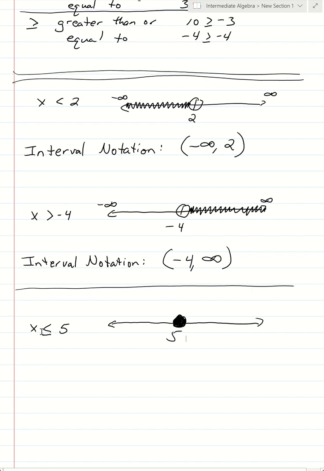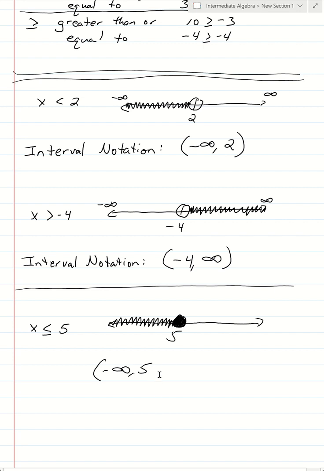Once again, x could also be less than 5, which means we would have to shade to the left of 5. The interval notation that we would now use, remember we are going towards the smaller quantity of negative infinity, comma, the larger quantity, the positive 5. The infinity symbols always have a parenthesis, but now the number 5. Since 5 is actually part of the solution, we have now filled in the dot. We include the number 5.